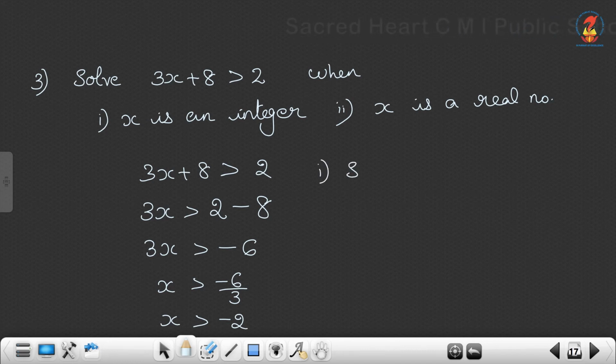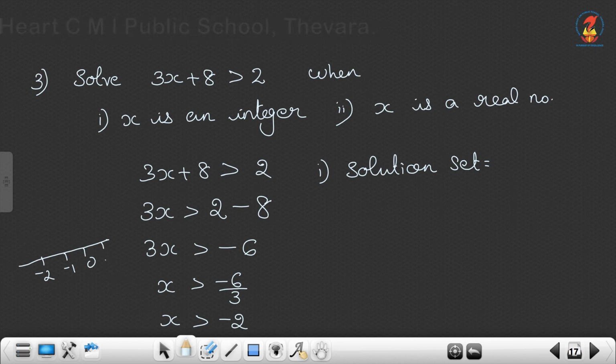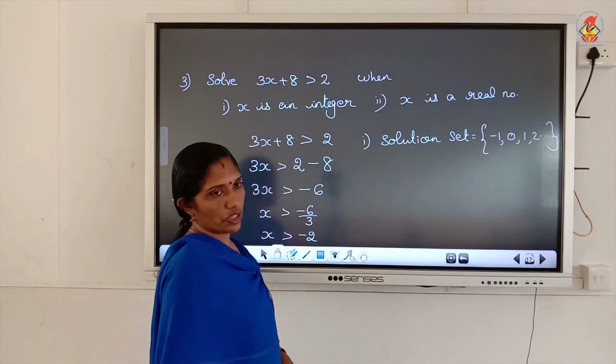Then the first one, integers. Minus 2, minus 1, 0, 1, 2, 3. x is greater than minus 2 means the right side. So which are the integers? What is the next integer greater than minus 2? It is minus 1. Minus 1, 0, 1, 2, 3, etc. It's an infinite set up to infinity. We don't know which is the last integer. Put etc.